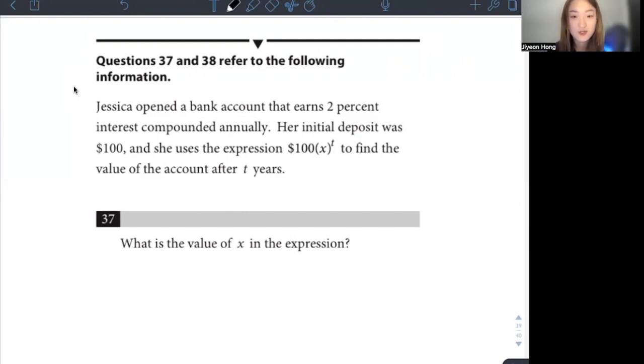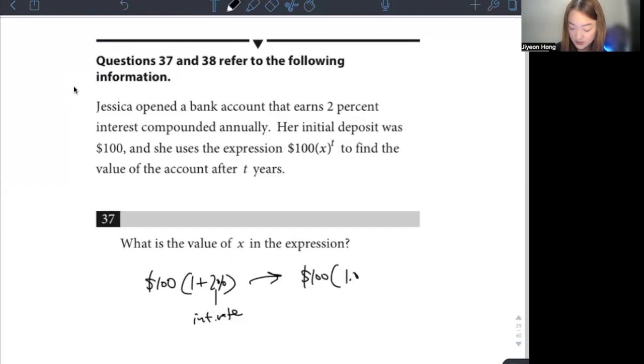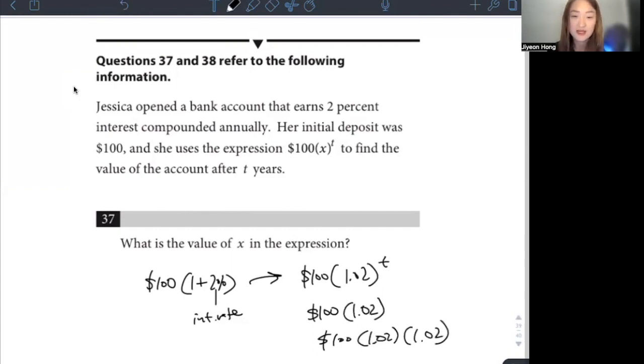If you paid attention earlier, this should be very, very simple. $100 is the amount of money that she originally put. She should be multiplying it by how much it grows, right? So it's 1 plus this interest rate, which in this case is 2%, right? So I'm going to simplify this as 100 times 1.02 to the t power. So if it's 1 year, it's going to be 100 times 1.02. If it's 2 years, it's going to be 100 times 1.02 times 1.02 again, right? But basically it's asking for this x value, and it's going to be 1.02.